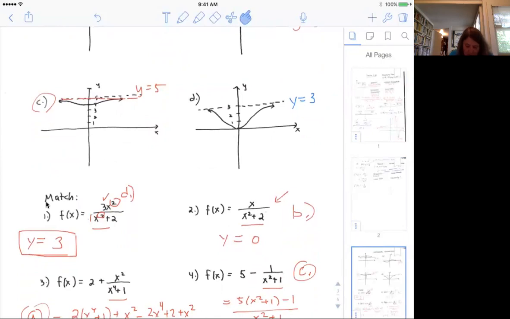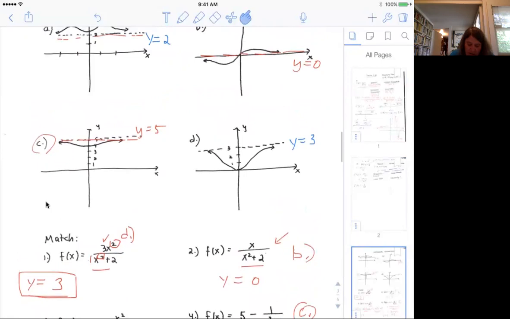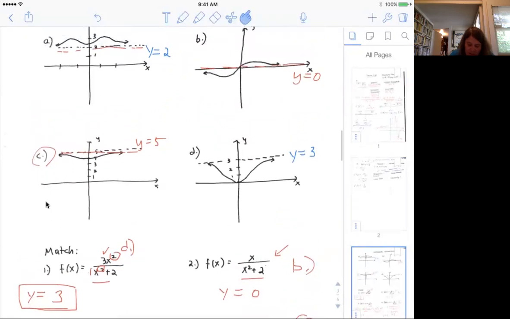This one, the power in the numerator is less than the power in the denominator. The highest power is less than the highest power here. That means the denominator just keeps getting bigger and bigger relative to the numerator, which means we're getting a smaller and smaller fraction, which means y is 0. The only one that has, in this picture up here, an asymptote of 0 is B. So that got matched with B.